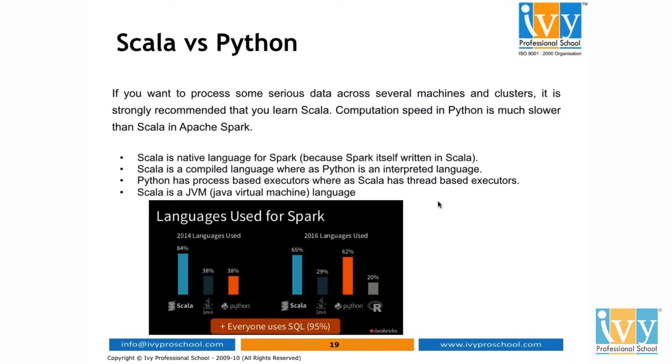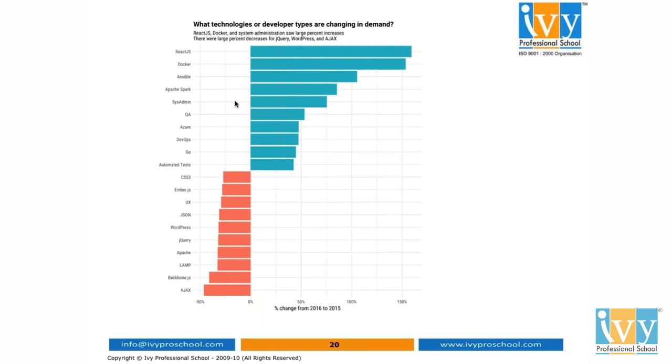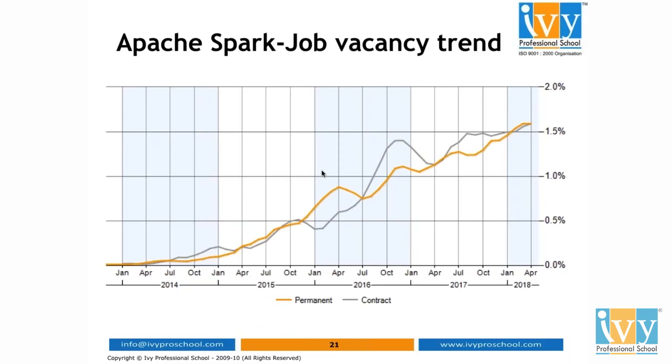So Python is a good choice when you're doing smaller ad hoc experiments, like data scientists do, and Scala is good when you're working on bigger projects in production. So that time you'll be using Scala. You see that Apache Spark is quite popular, and people are using it. And if you look at job vacancy trends, compared with 2014 it has drastically increased. So we have a lot of job vacancies coming up with Apache Spark.